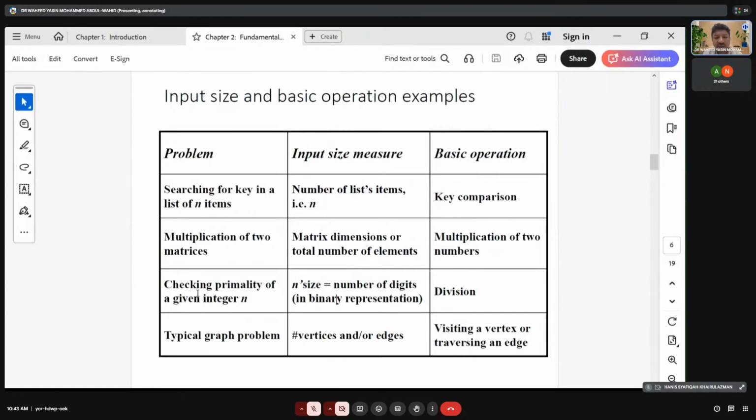What is the basic operation for checking primality of a given integer n? The input size is the number of digits in the binary representation, and here the basic operation is division. For a typical graph algorithm, the input size is vertices and or edges, and the basic operation is visiting a vertex or traversing an edge.